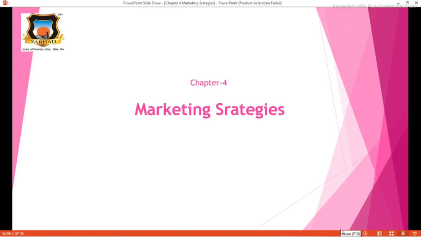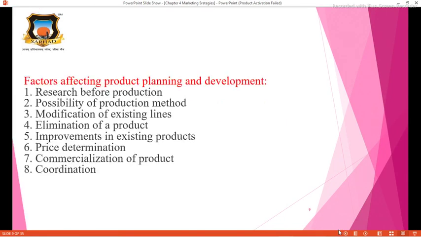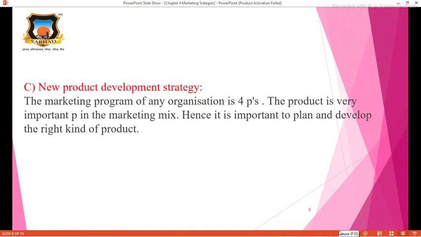This is the fourth chapter of Marketing Environment Analysis and Strategies, and this is the second lecture on this chapter. Let us see about new product development strategies. The marketing program of any organization is the 4Ps. The product is a very important P in the marketing mix. Hence, it is important to plan and develop the right kind of product.